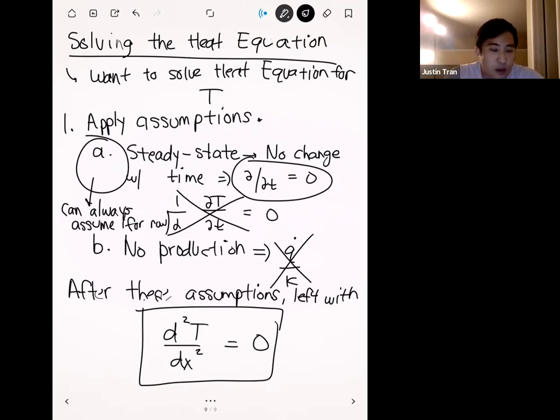And so if you remember in the original heat equation, I had partial squared T over partial X squared equal to 0. But since we've eliminated the time dependence, we can change the derivative there to regular ones. And so now we can just do regular integrals on everything. Any questions on this?